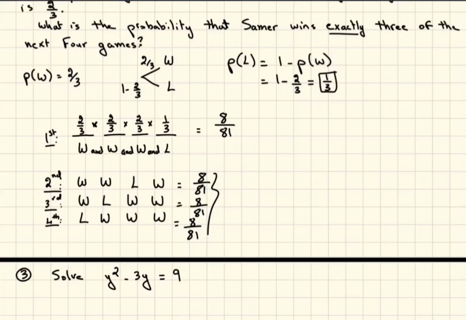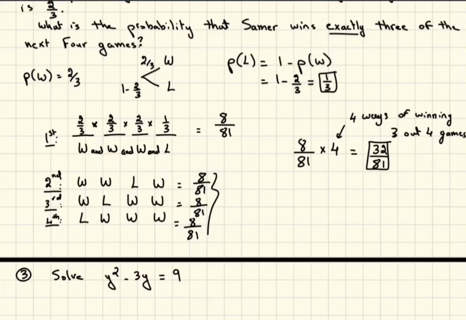You can just calculate one of them and then say 8 out of 81 multiplied by 4, because we have 4 ways of winning 3 out of 4 games. And your final answer will be 32 over 81. This is one of the trickiest questions.